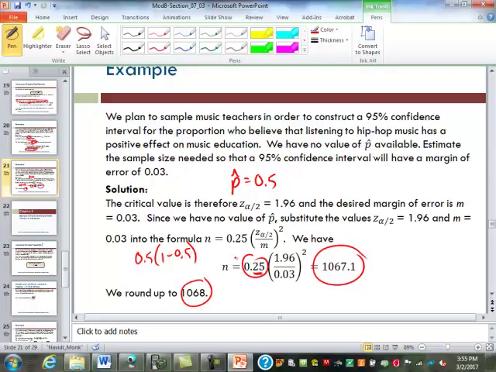If we're looking at expenses here, it'd save us money by taking a smaller sample. But again, if we don't have that estimate, we can always use p hat of 0.5. That'll give us a much larger sample, but it plays it on the safe side.